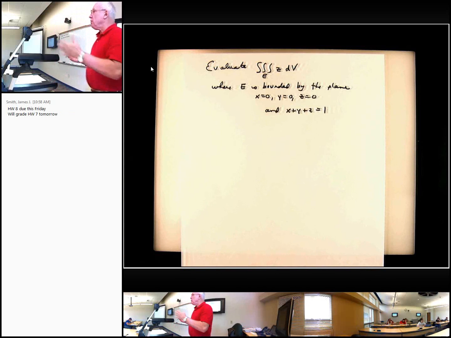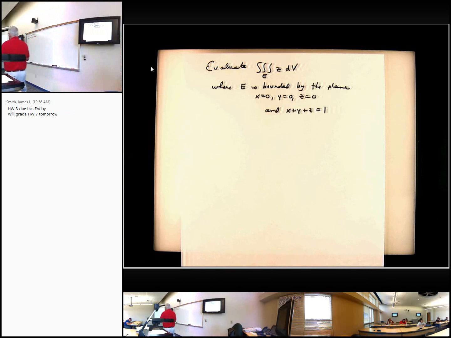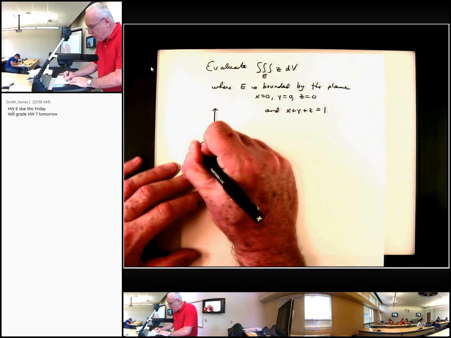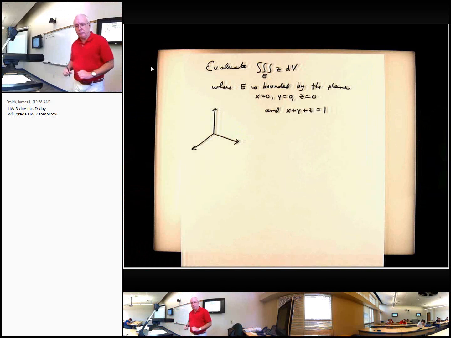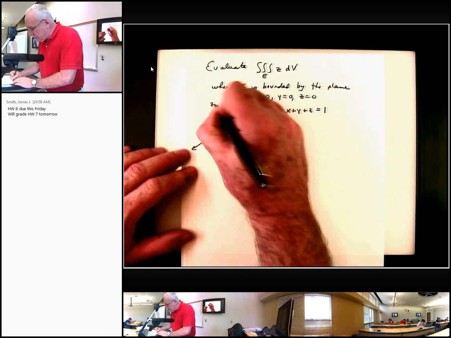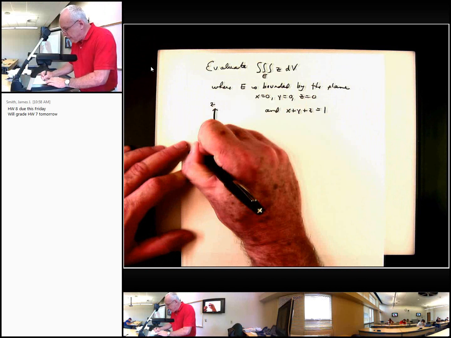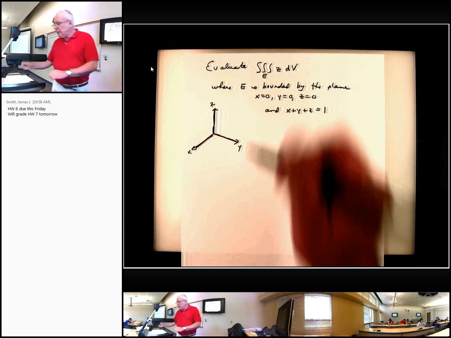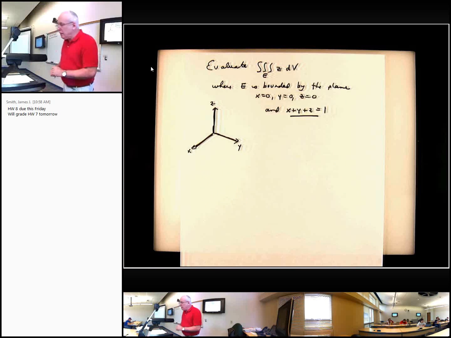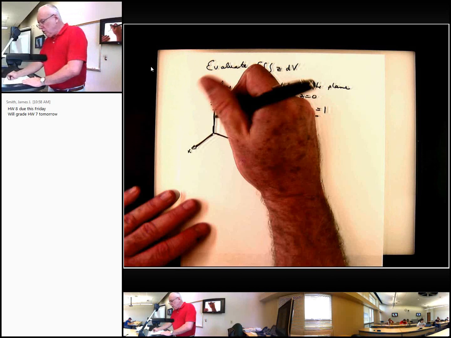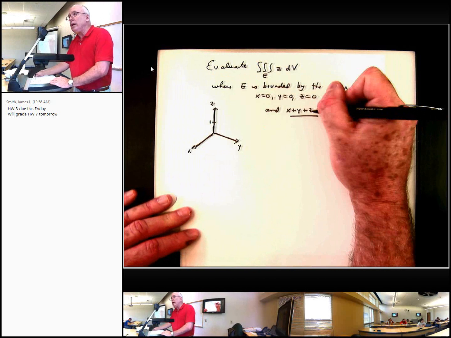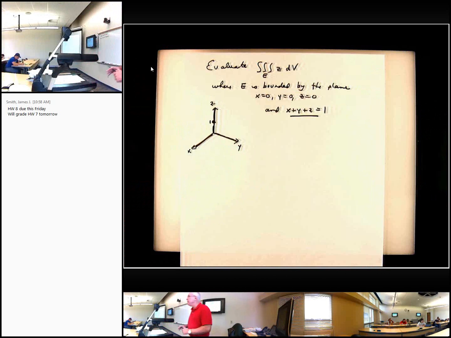We have to fit it into one of our three categories here. But before we even do anything, it's not that hard, even for me, to draw this thing. We see it's bounded by all of these axes, y equals 0, x equals 0, and so on. But then finally, what we have here is x plus y plus z equals 1. If you look at it here, on the z-axis, if we have z equal 1, x equals 0, y equals 0, this point right here is part of that plane.